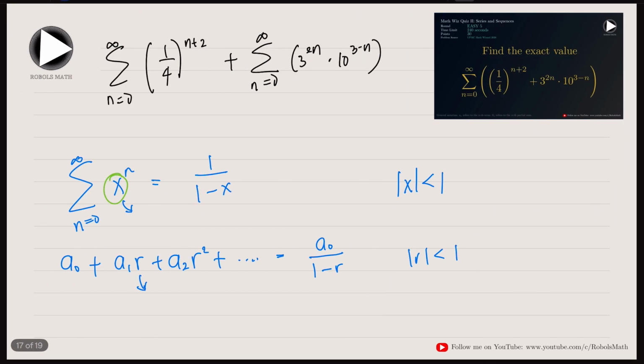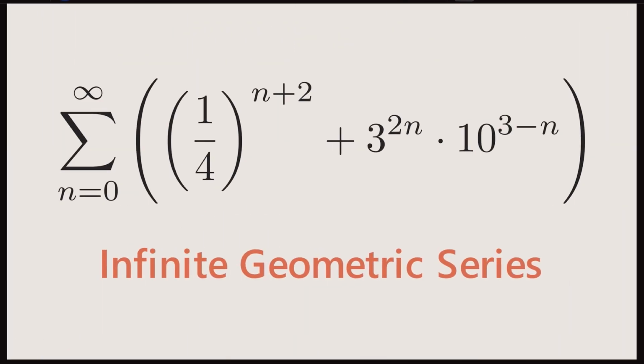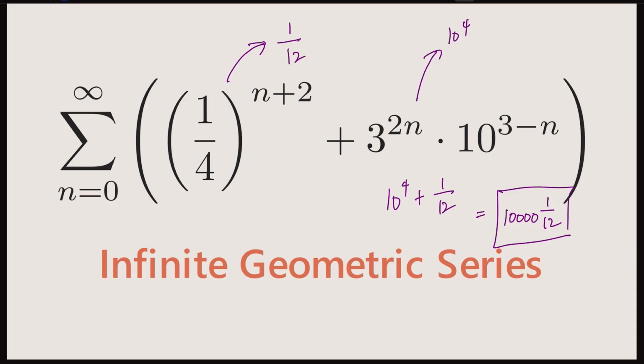So if we go back to the original expression, this thing here is 1 over 12. This thing here is equal to 10 to the fourth. Therefore, what we want is 10 to the fourth plus 1 over 12. We can write that as a mixed fraction. That's 10,000 and 1 over 12. This should be okay. But if you want to make it an improper fraction, then you rewrite that and it becomes 120001 over 12. Both answers should be accepted and are fine.